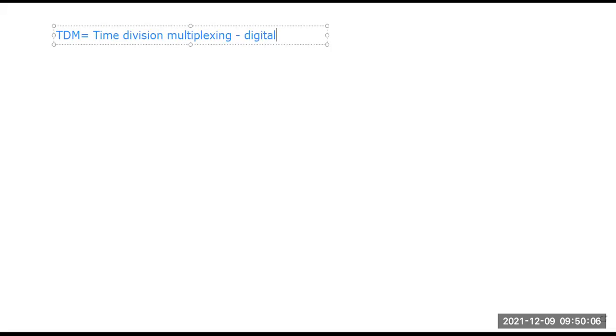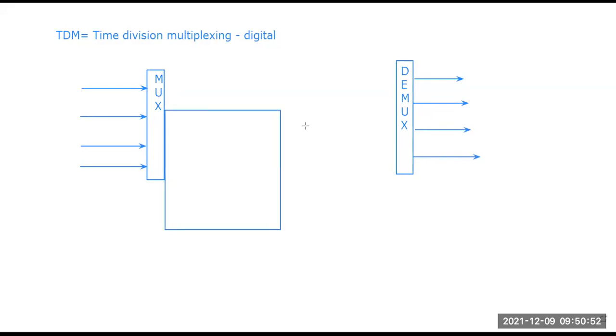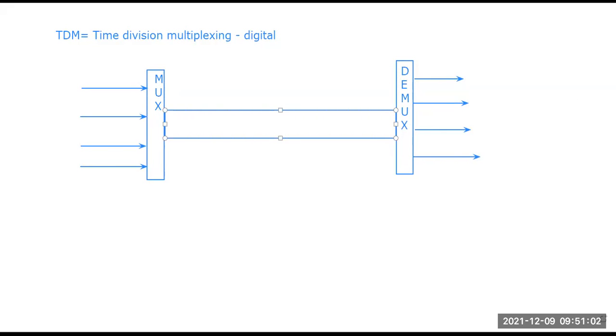So let me draw the diagram first. Okay, consider this is a scenario where some inputs are coming from the sender side into the MUX part, and outputs are getting out from the DEMUX side, and there is the data flow going through the single bandwidth channel.